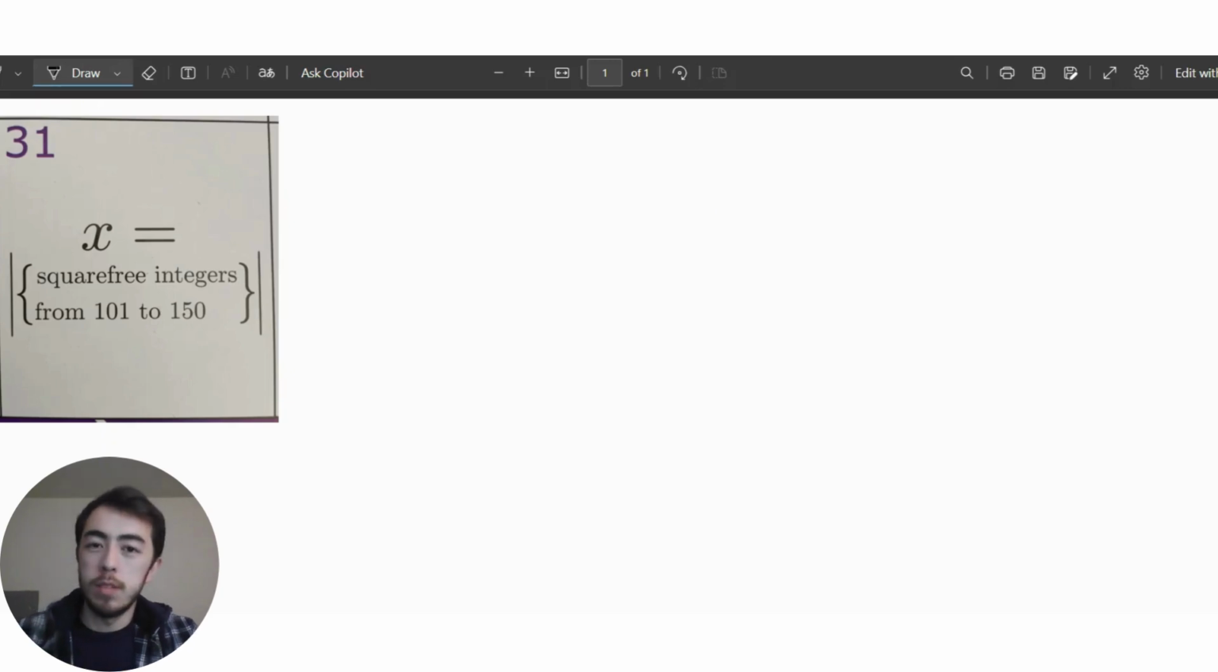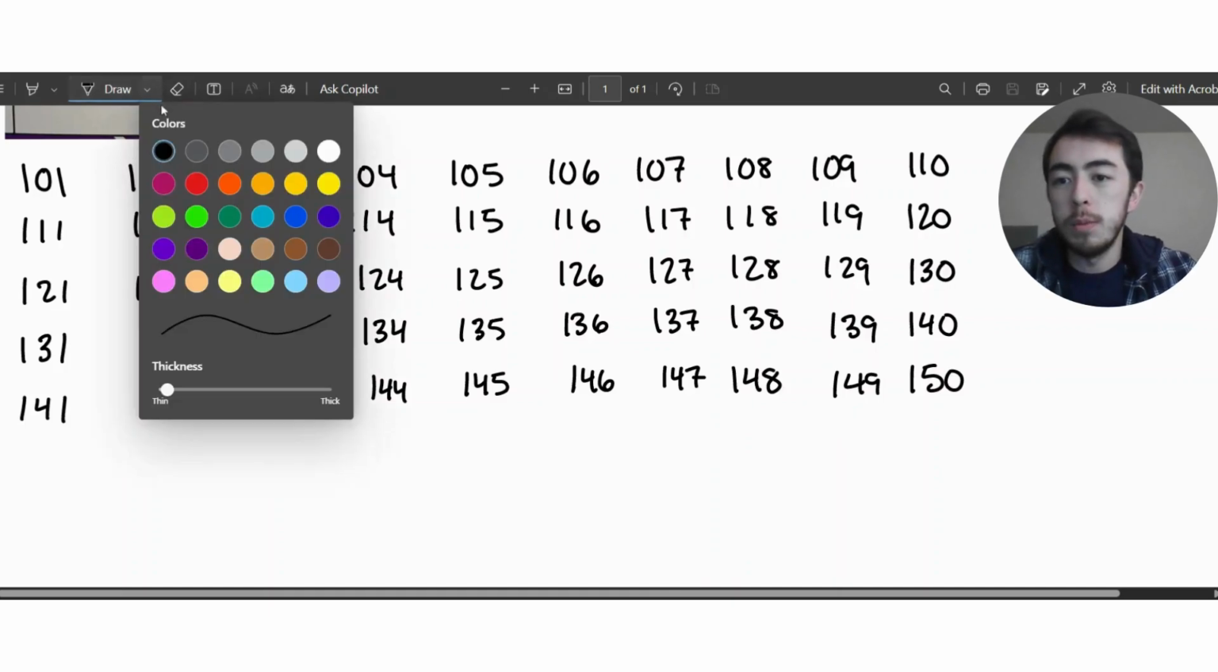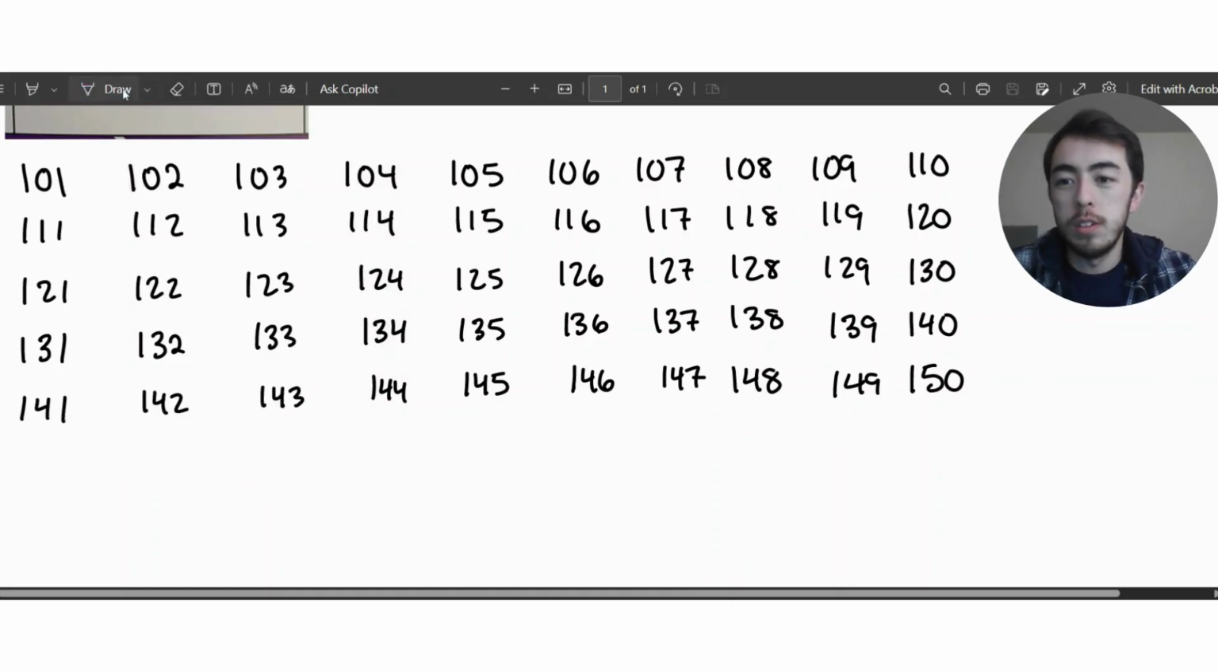So I'm going to take some time and write out that list. Well, here are all my numbers from 101 to 150. And I said I would cross off all the ones that are multiples of 4. An easy place to start would have been 100. I know that was a multiple of 4. I already talked about that. But I guess maybe the next one would be 104.